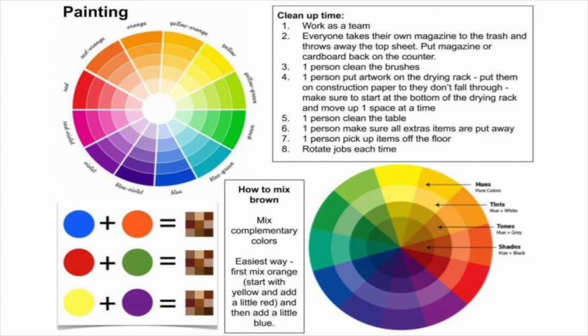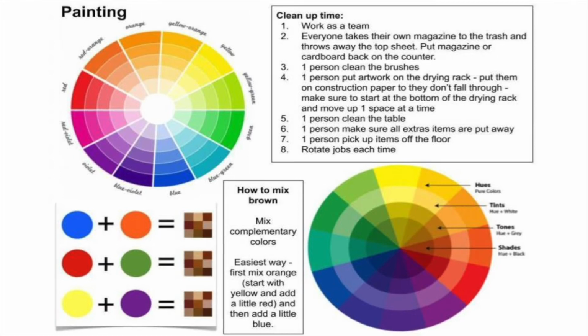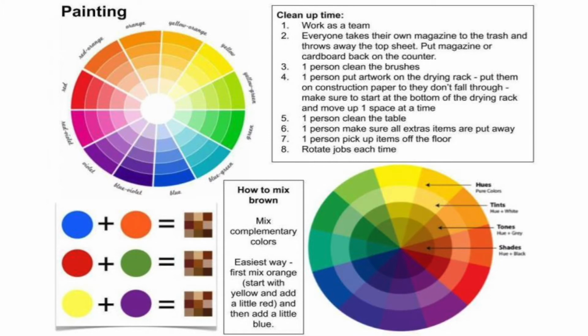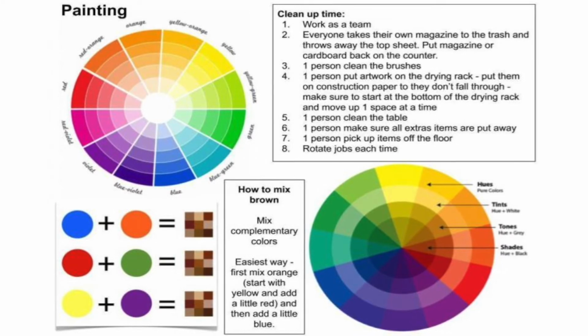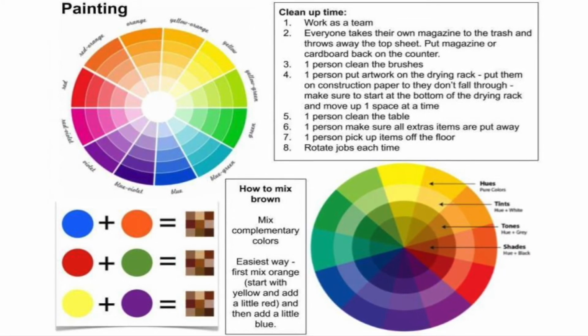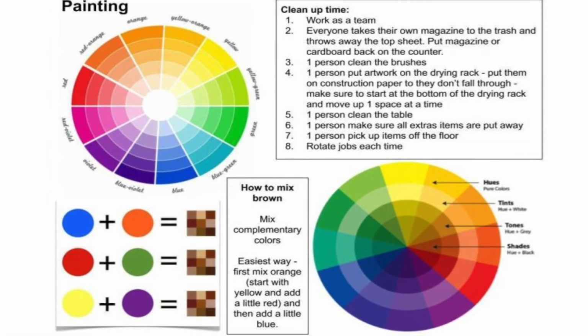It's any two colors that are directly across from each other on the color wheel. So we have blue and orange, red and green, and yellow and purple. What we have found that students find easiest to make brown is by creating your orange and then adding little bits of blue in there at a time. You can also create orange and then add bits of black.